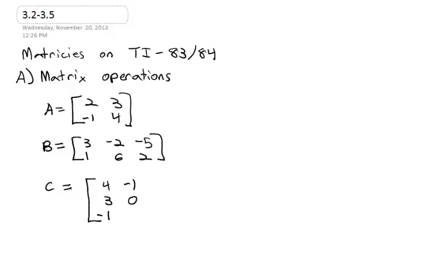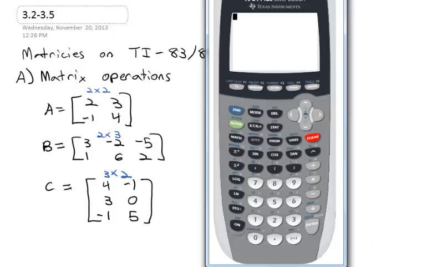And as I wrote these, I mentioned their dimensions. That's going to be very important that we know the dimensions of each matrix before we program it into the calculator. Matrix A has 2 rows and 2 columns. Matrix B has 2 rows and 3 columns. Matrix C has 3 rows and 2 columns. Those dimensions are going to be important.